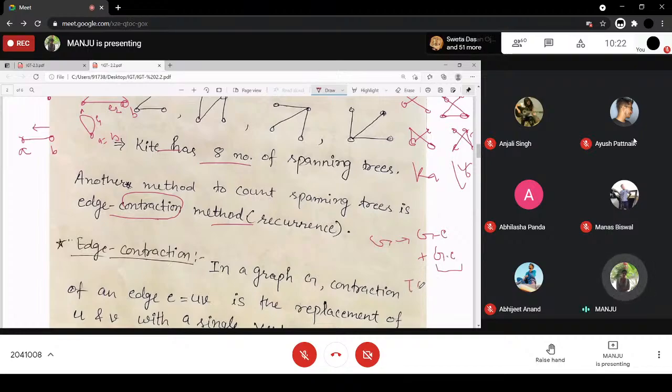Count the number of spanning trees. Tau G denotes the number of spanning trees. This will be the number of spanning trees for G minus E plus the number of spanning trees for G dot E. Clear?